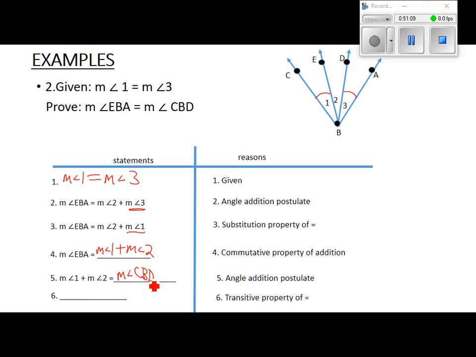Now, look at what we have here. Measure of angle EBA equals 1 plus 2. Measure of angle 1 plus 2 equals CBD. What do you notice about this and this?